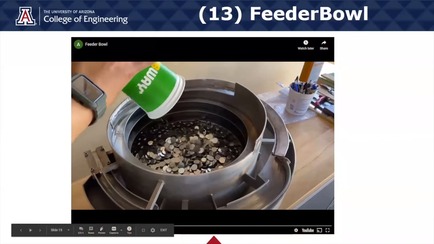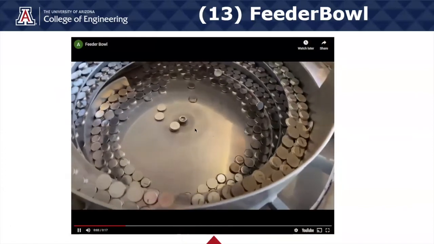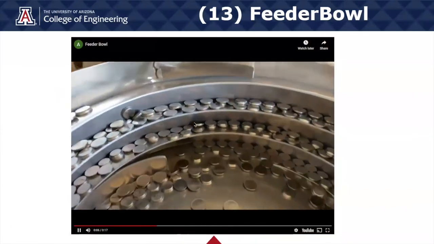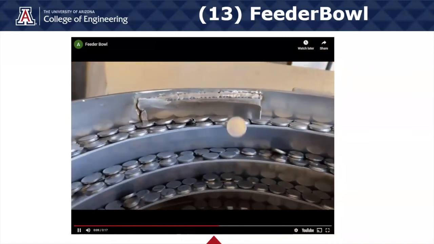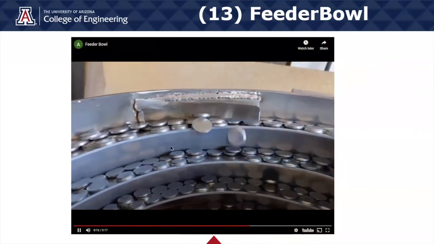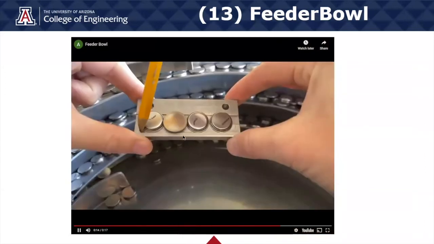So you can see here we're loading the iButtons into the feeder bowl. The iButtons are going up the rails, and this is the stack check that's doing its work. So you can see that the ones that are double stacked get pushed off back to the bottom of the bowl and make their way up again.